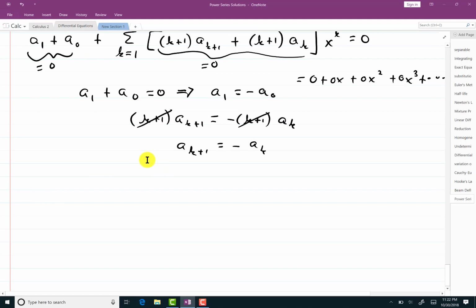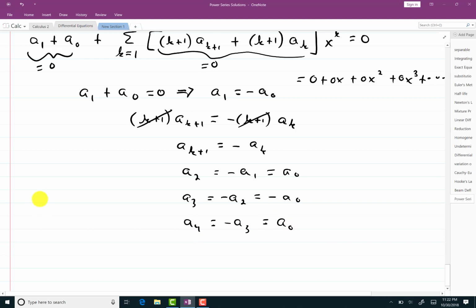So let's take a look then. If a1 equals negative a0, then over here, let's follow this. A sub 2 equals negative a sub 1. But if you replace a sub 1 with negative a sub 0, that equals a sub 0. A sub 3 equals negative a sub 2. But we now know that a sub 2 equals a sub 0, so negative a sub 0. A sub 4 equals negative a sub 3, which will equal positive a sub 0.